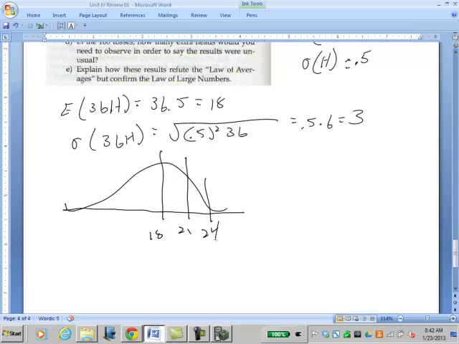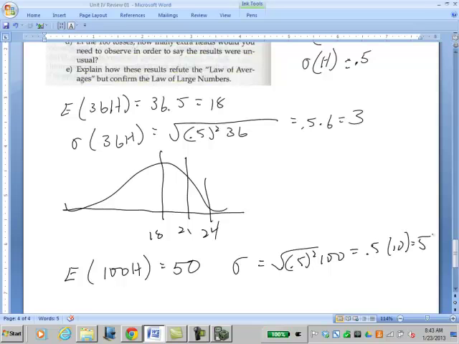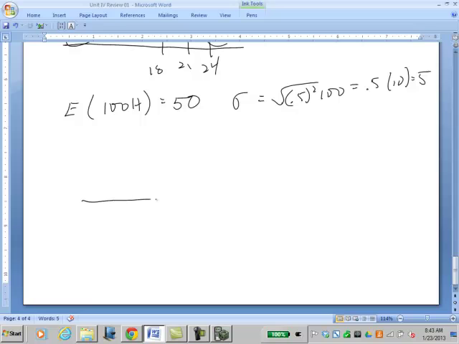Now, in 100 tosses, how many heads would we say are unusual? Let's see, what's the expected value for 100 heads? That would be 50. What's the standard deviation going to be? It's going to be the square root of 0.5 squared times 100, which is equal to 0.5 times 10, which is 5. So the standard deviation is 5. I've got 50 in the middle, and then one standard deviation is 55, and two standard deviations is 60. So 60 or more heads would be unusual. Okay? All right.